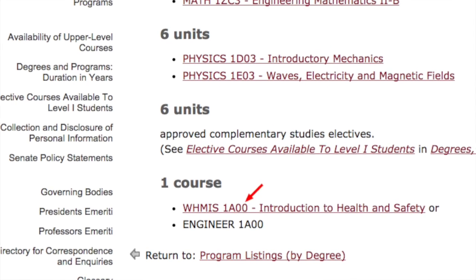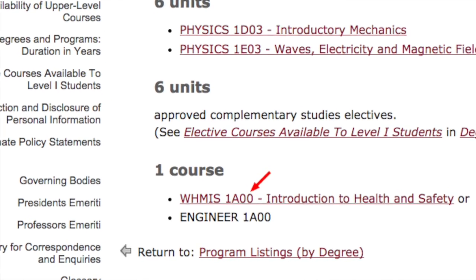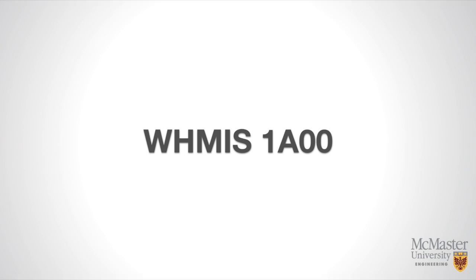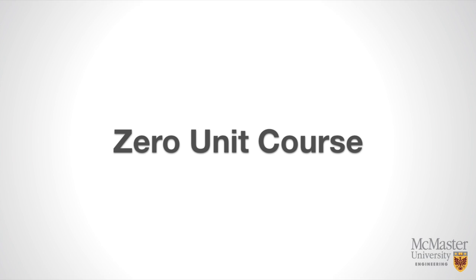You will notice that some course codes may have a 0 at the end of them, such as WMIS 1A00. This simply means that the course is a 0-unit course. 0-unit courses do not add to your unit totals.